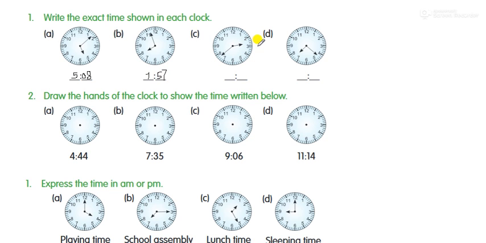Next, it's 2, 30, 35, 36, 37, 38. So 2:38. Next it's 7, 15, 20, 21, 22. Its time is 7:22.